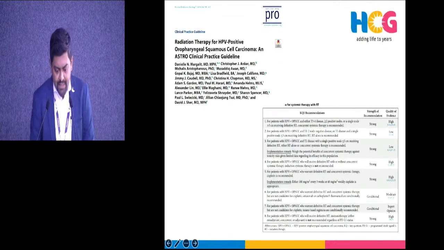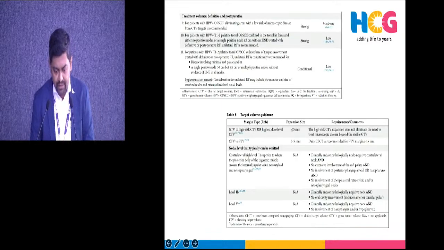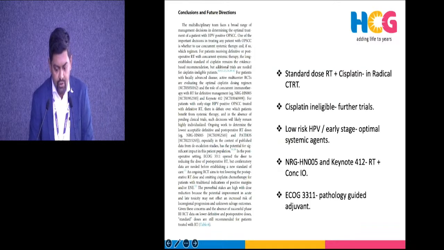To end P16 positive, we have this recent one in PRO, the ASTRO consensus guidelines on HPV positive oropharyngeal cancers. Most of these points have been discussed often in different articles, whether it is a radical CTRT scenario or a post-TORS scenario: which modality to select, what volume to select, what would be the important organs at risk and their concerns. So in conclusion, and as a future direction, standard radiation with cisplatin as a radical chemoradiation remains the most important treatment modality, even in HPV P16 positive.